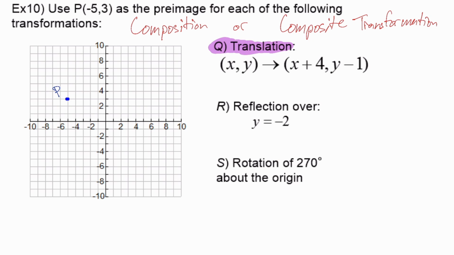So in purple, we'll go to the right 1, 2, 3, 4, and then down 1. And that should be our new spot right there. And we'll call this P prime. It's our first transformation that we've done to our original point P.